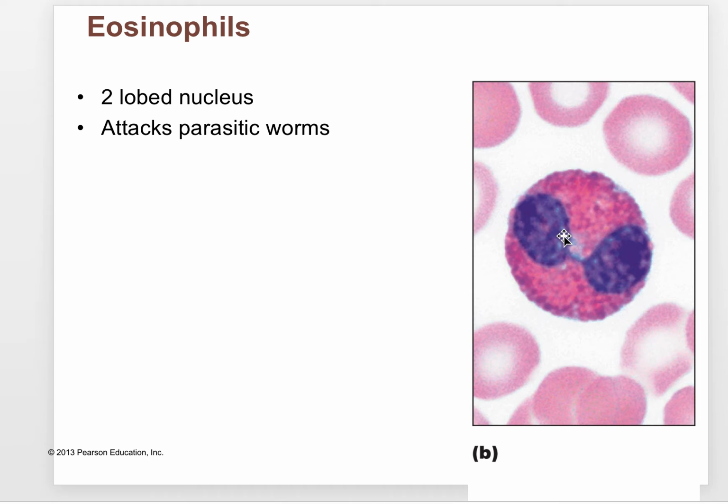Next come eosinophils. Eosinophils, again, these are granulocytes, so you can see the granules in the cell. The nucleus has 2 lobes, and the purpose of this white blood cell is to attack parasitic worms.